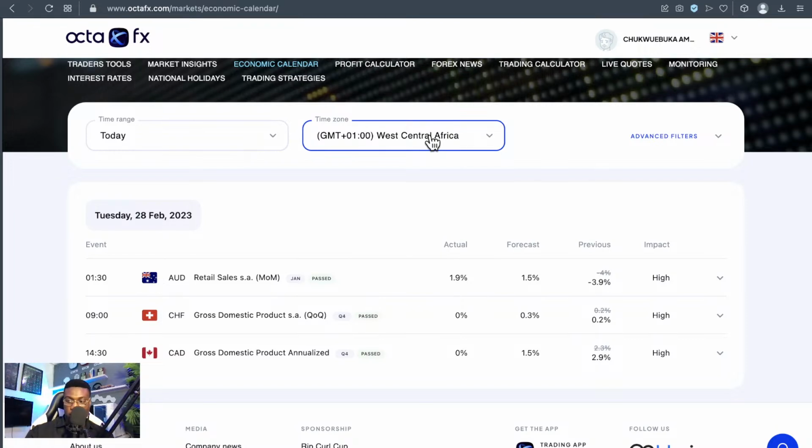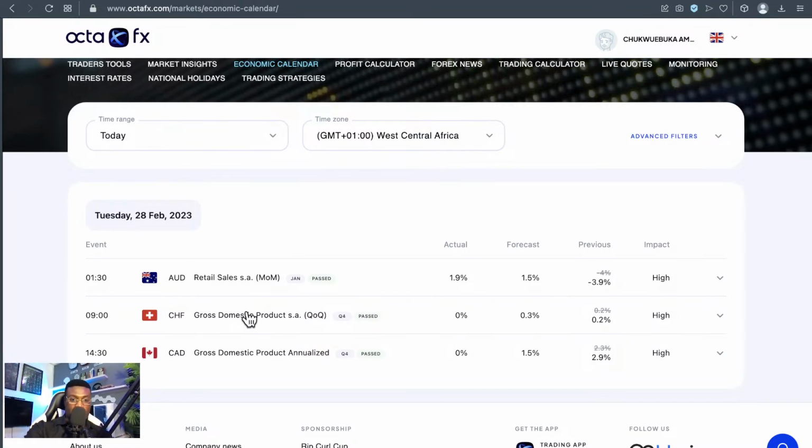I think someone said they're tuning in from Johannesburg, South Africa, so you can always check that as well and change it to your time zone so that you can be updated with the times that these economic events will be released in your country.